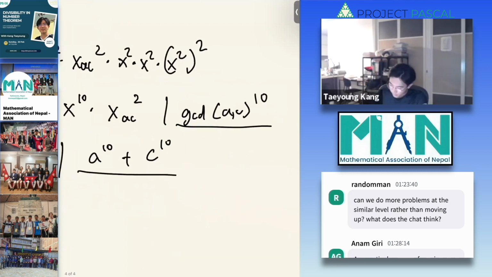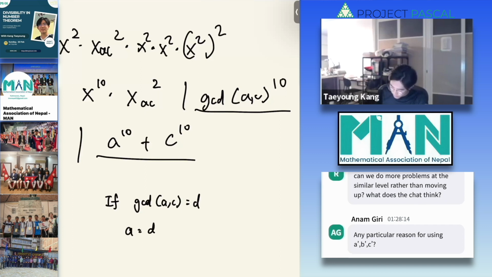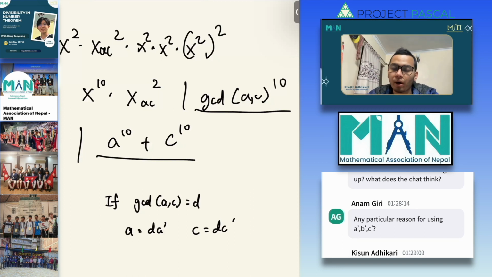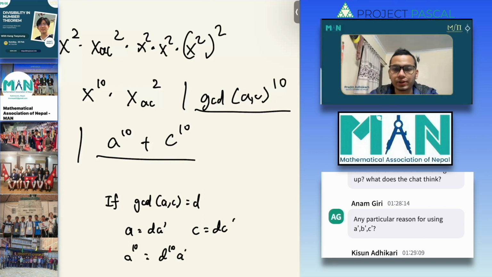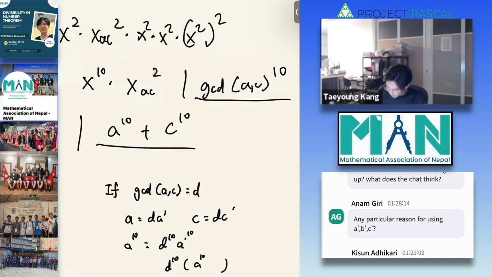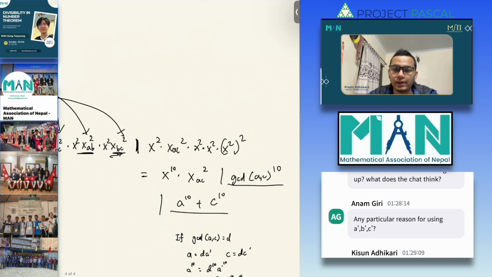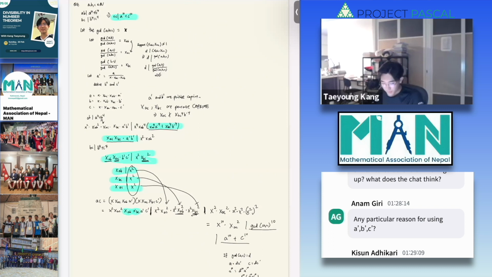Because if GCD of A and C equals D, then A equals DA prime and C equals DC prime, right? Then D to the power of 10 equals to... Okay. Yeah, I get it. So you have a factor of D to the power of 10. Oh yeah, obviously. Okay, I got it.